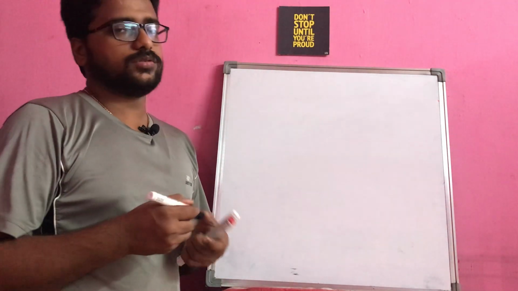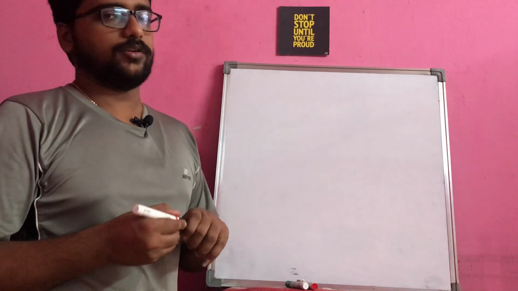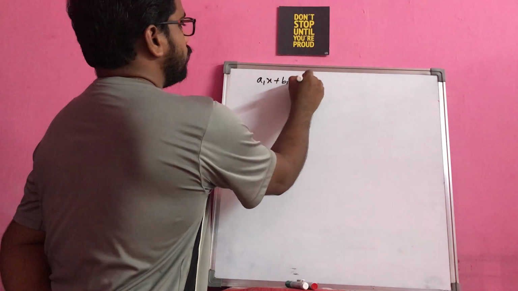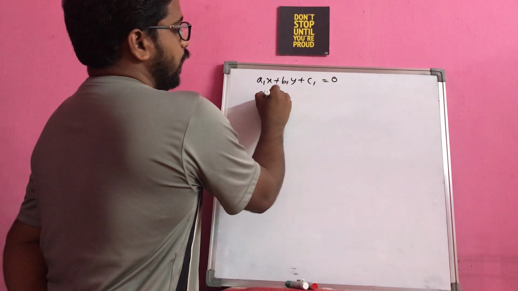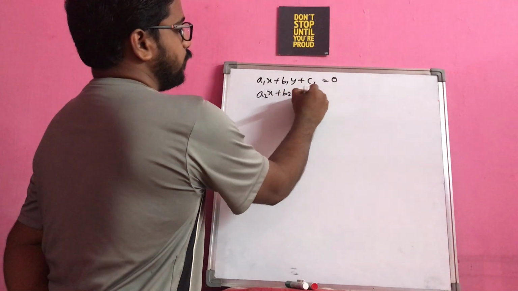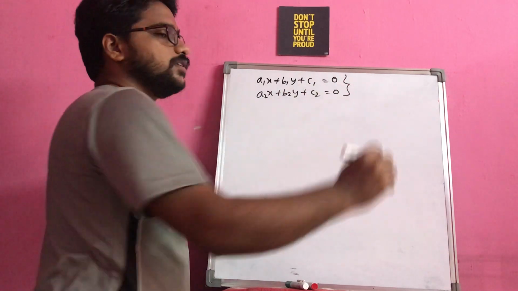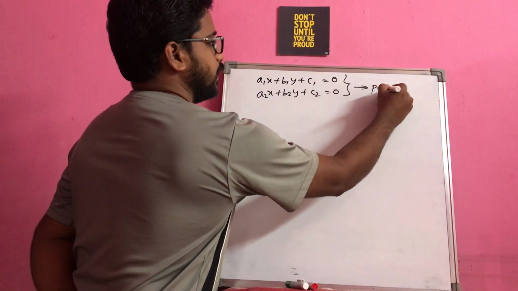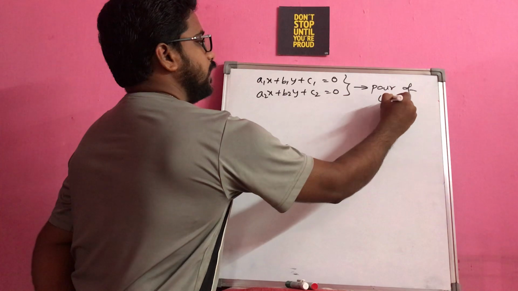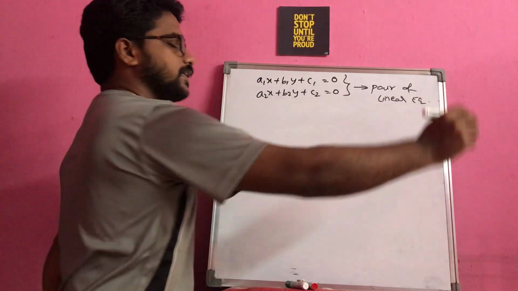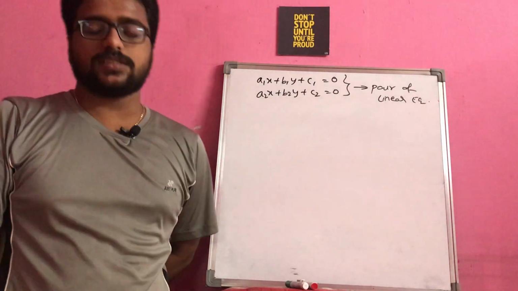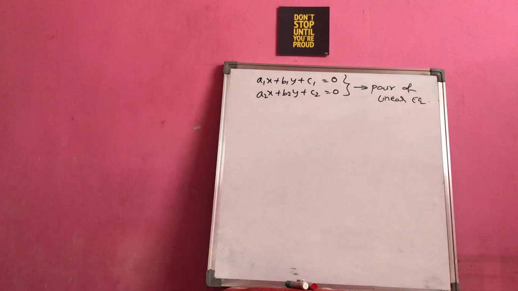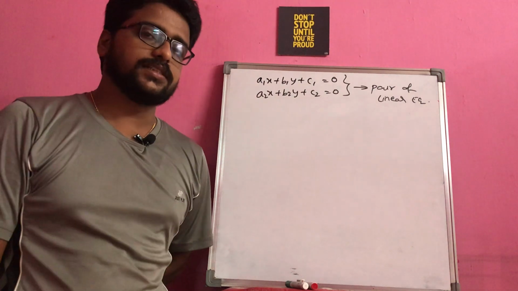Let me quickly recall what we learned in our previous class. If you have equations a1x plus b1y plus c1 is equal to 0, and a2x plus b2y plus c2 is equal to 0, these are two linear equations. As we have only two equations, we say they are a pair of linear equations. If we have more than two equations as a group, then that is called a system of linear equations. These are the things that we learned in our previous class.